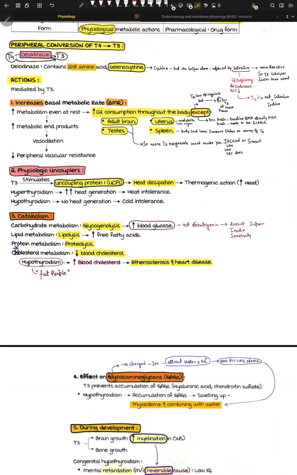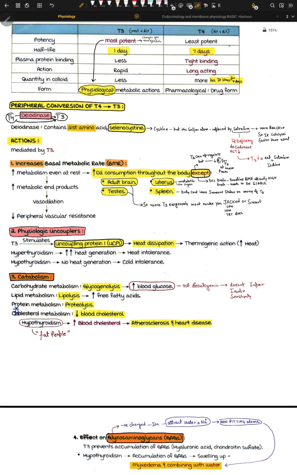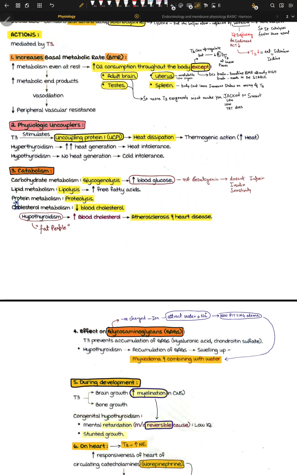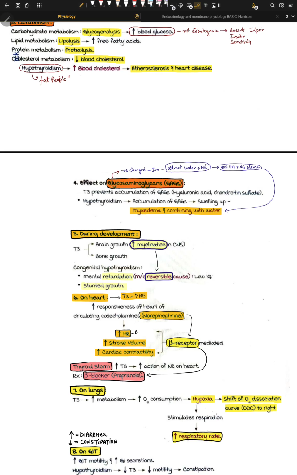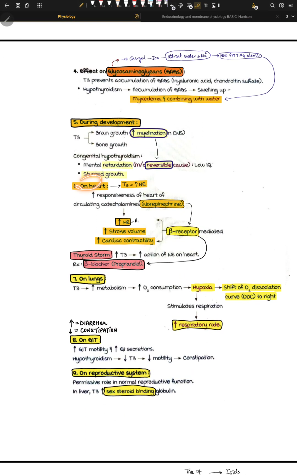So what happens here is that T3 increases BMR. Okay, it increases uncoupling. I'll tell you what is uncoupling. It's very simple. It is a catabolizing hormone, I'm telling you again and again, and it affects glycosaminoglycans, GAGs. I will tell you what GAGs are. It's very simple. And we need T3 for the brain development and bone growth. And on heart, T3 increases heart rate. I'll tell you how. Norepinephrine.